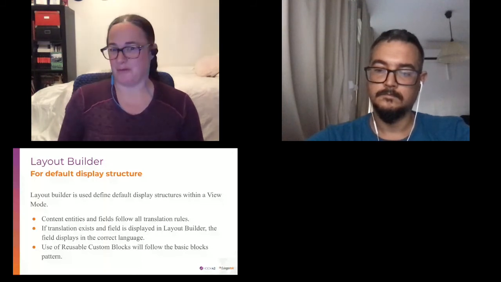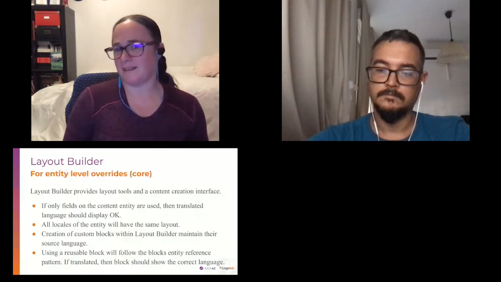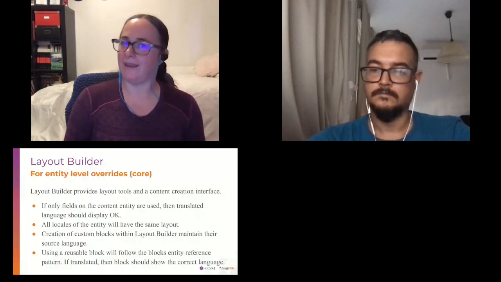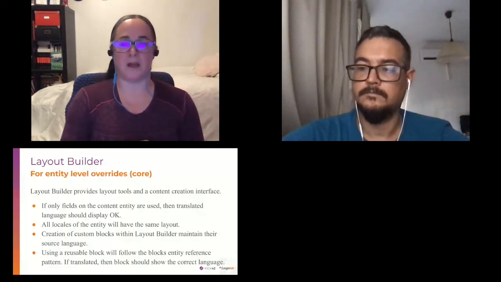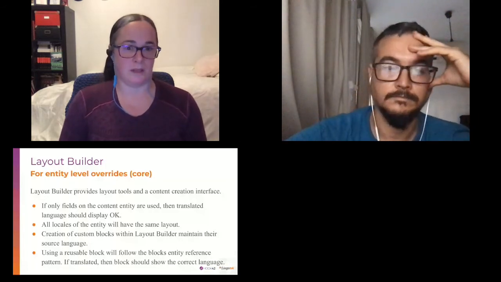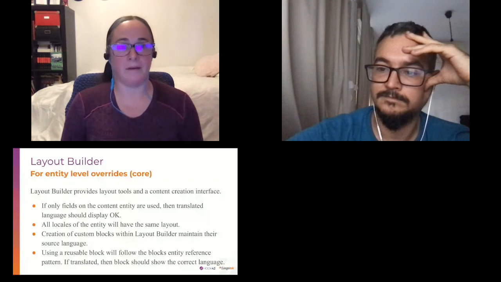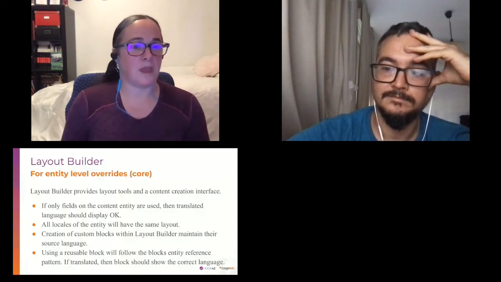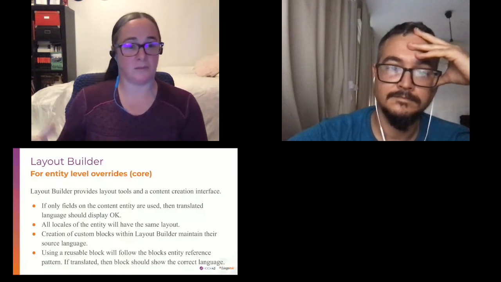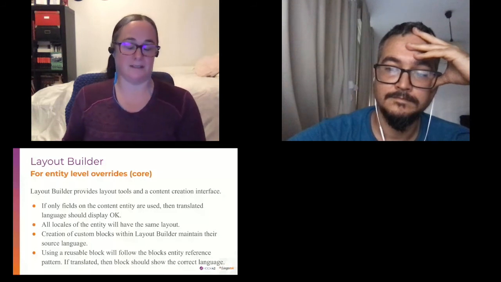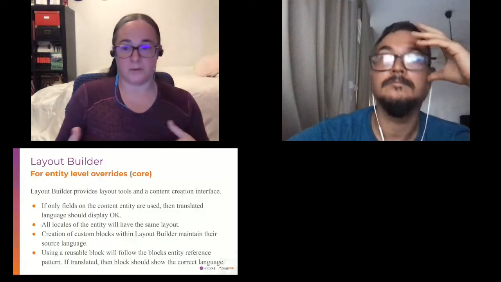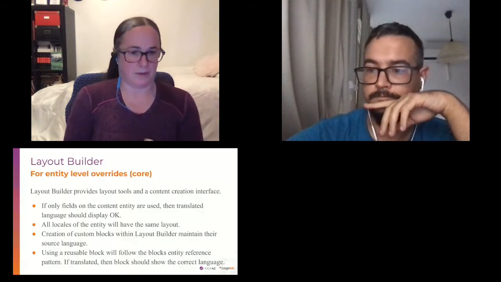But for entity level overrides, core provides layout tools, this content creation interface. And if you are just adding fields from the content entity, then the translated language should display okay. But all locales of the entity will have the same layout. But if you start creating custom blocks within Layout Builder, they maintain their source language. So if I created a custom block that said, hi, I'm in English, and I switched to a French or Spanish translation, it would always look like it's in English because it's not carrying over that translated language into its nested entity. So there are some bugs and bug fixes and patches around there to help with that.